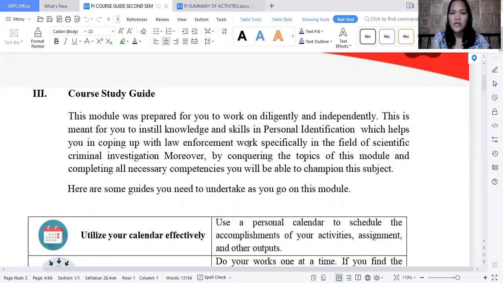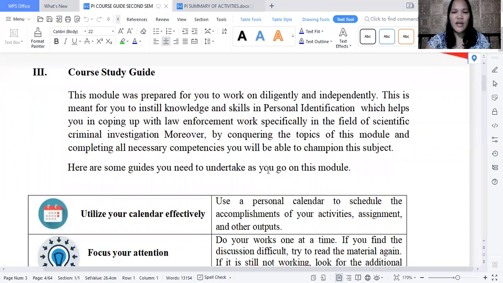Moreover, by conquering the topics of this module and completing all necessary details or the competencies in here, you will be able to champion this subject. So, I will be giving you an award to be the champs, known as PI champs. Would that be okay? That is exciting anyway.